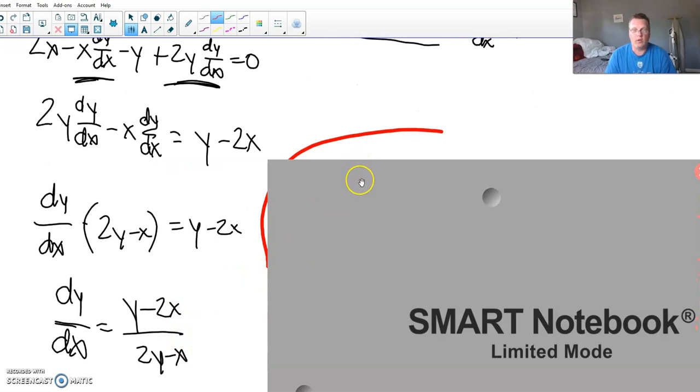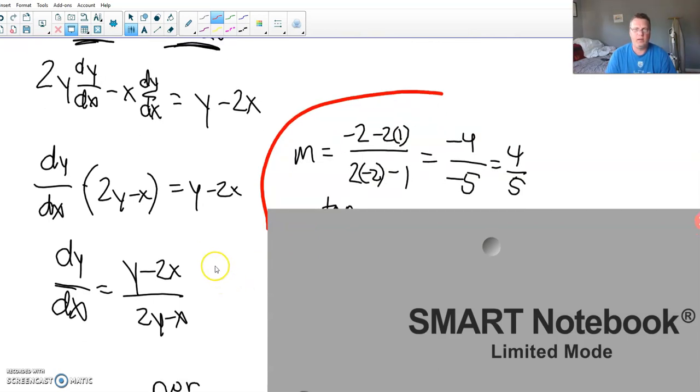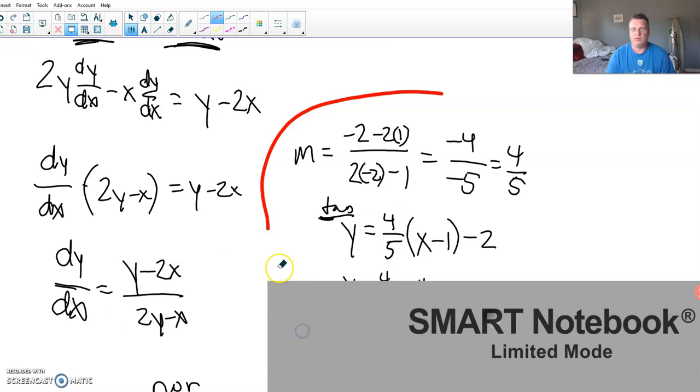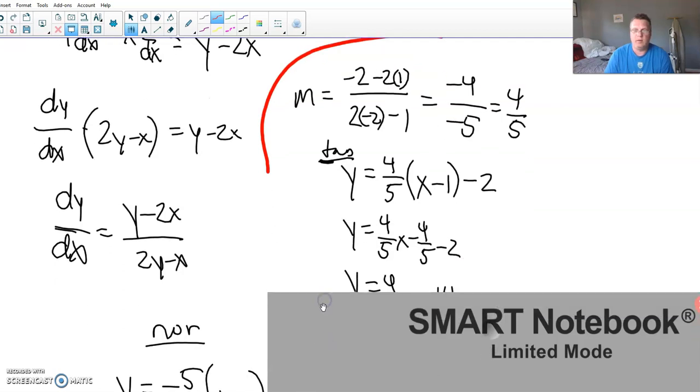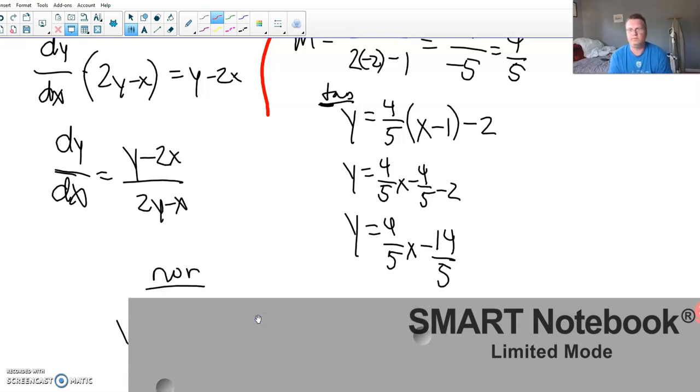So here we take the coordinate (1, -2), plug in for x, plug in for y. I plugged in the 1 for x and the -2 for y, and I got a slope of 4/5. And then the tangent line is just like we've done in the past: y equals m times (x minus x1) plus y1, but in this case y1 is -2. And then there you go. Go as far as you can. And there it is, that's the tangent to the ellipse.